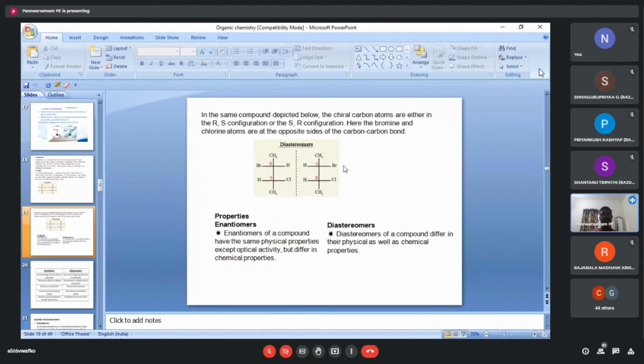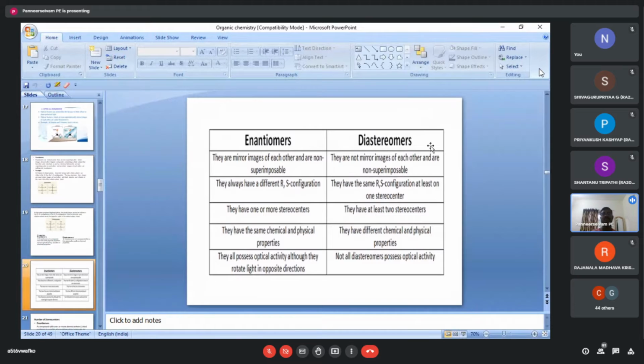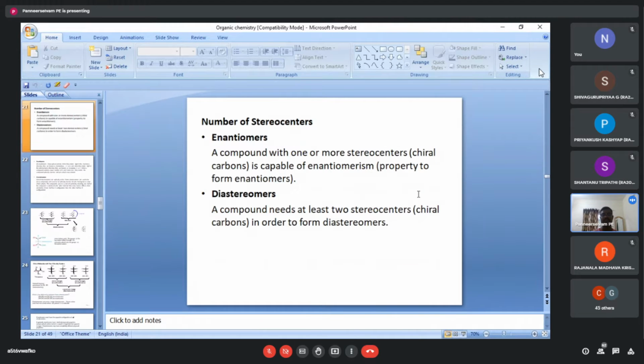You see here the example of enantiomers, and diastereomers are very important. So what about diastereomers? Very important: they are not mirror images of each other and are non-superimposable. Here also non-superimposable, this also non-superimposable. At least one stereocenter for RS configuration like this. So here we discussed enantiomers.